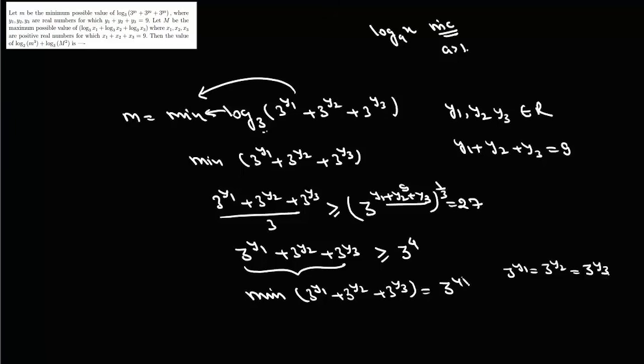Now if we put this minimum value of the expression, we'll get this n. So this n will be log of 3 to the power 4 base 3. So the value of small m is 4.